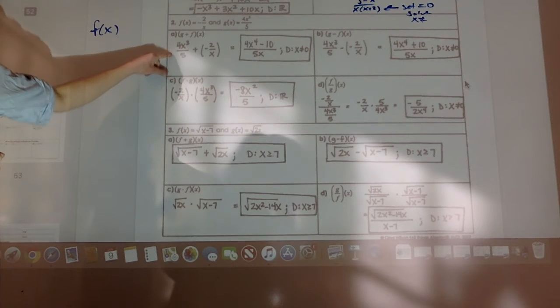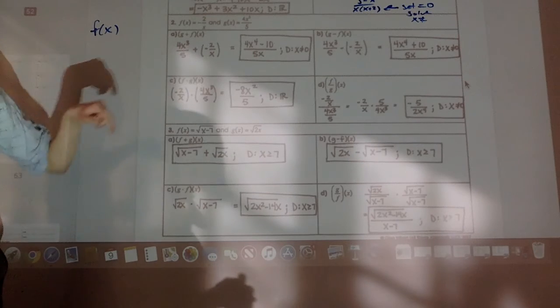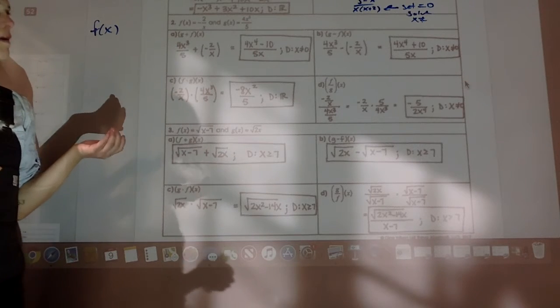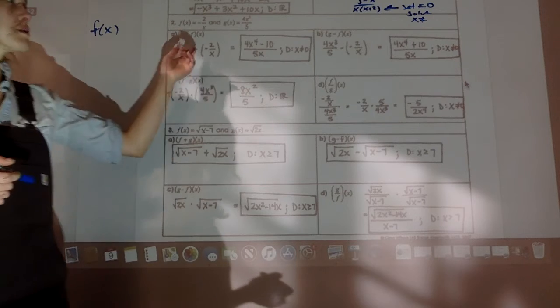These ones are a little bit trickier because we have 2 fractions, so we had to find a common denominator, and then we had to combine them and solve for this one and this one.